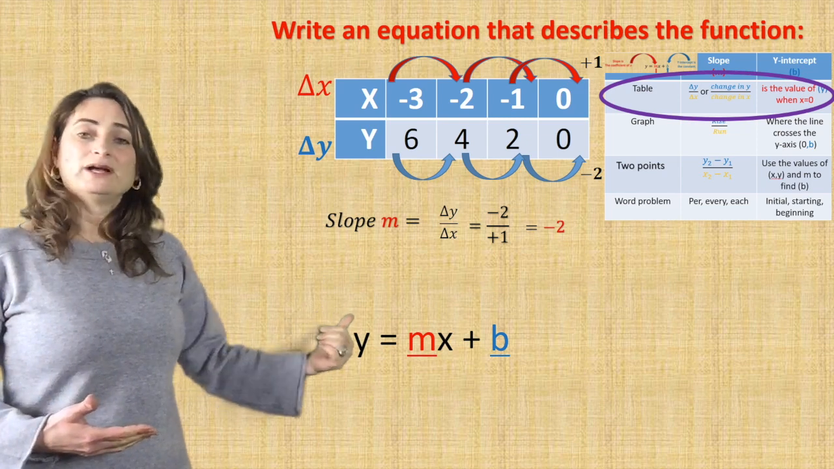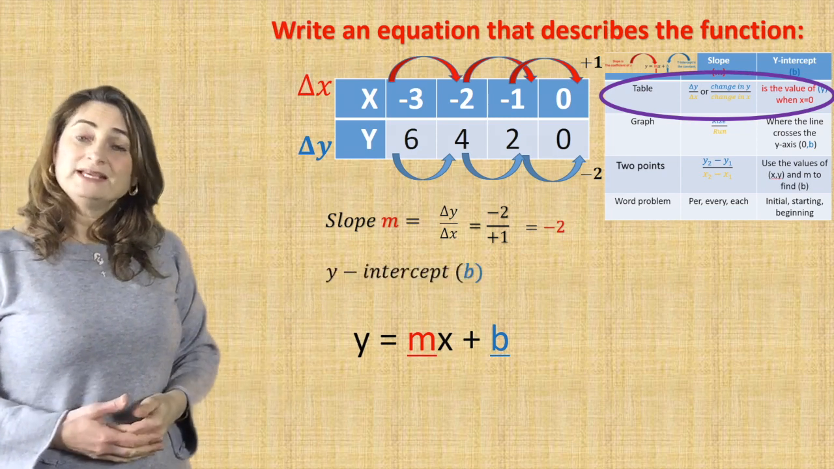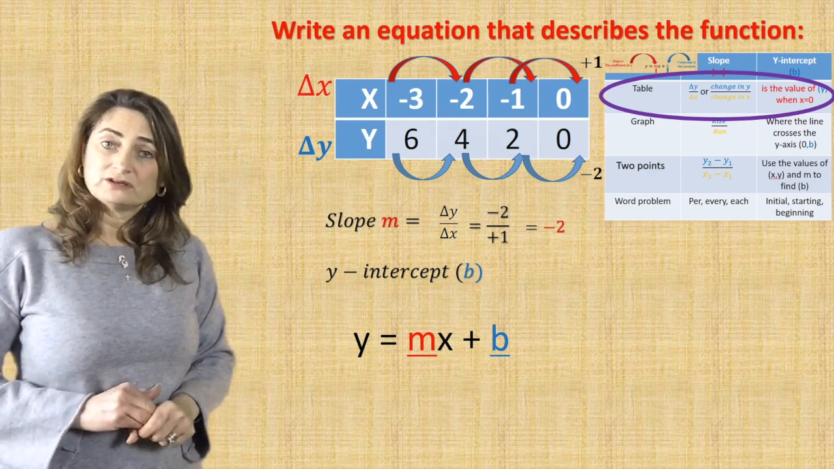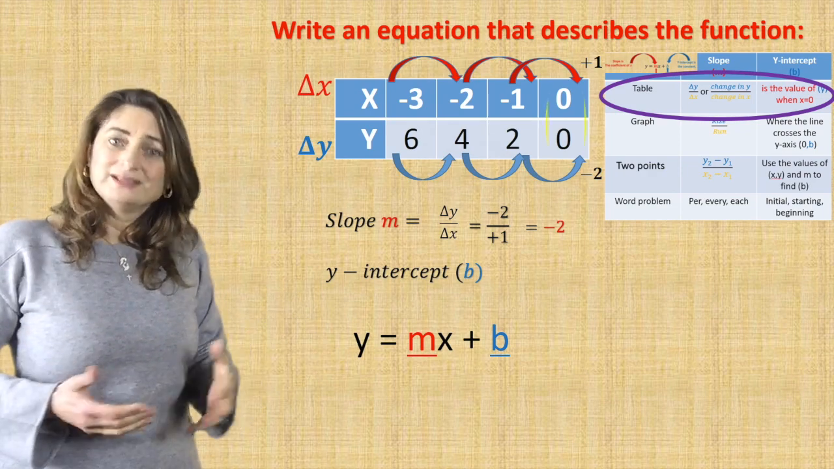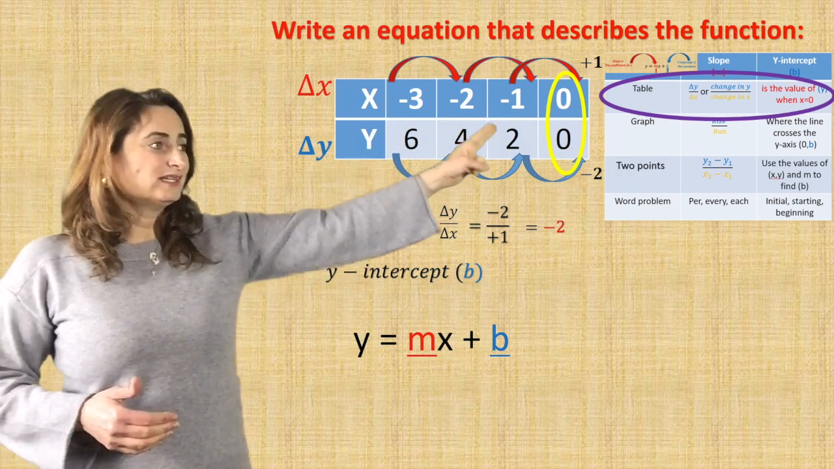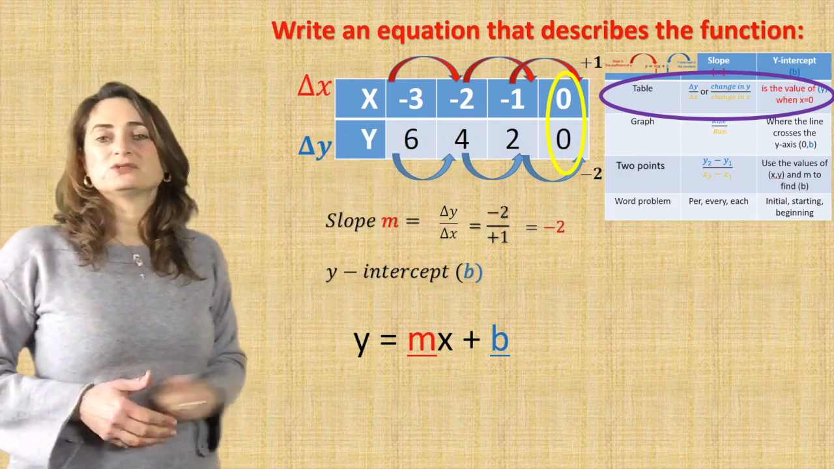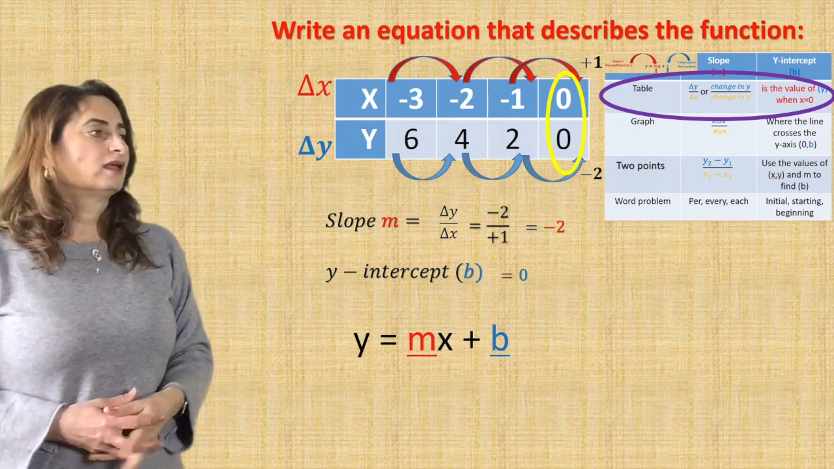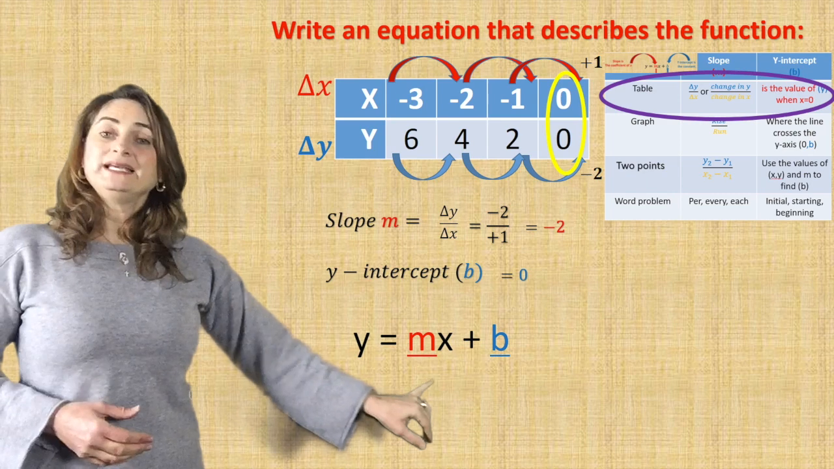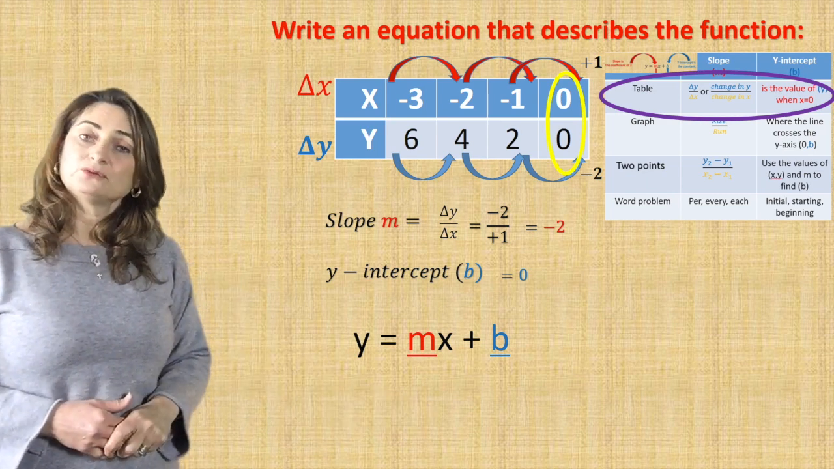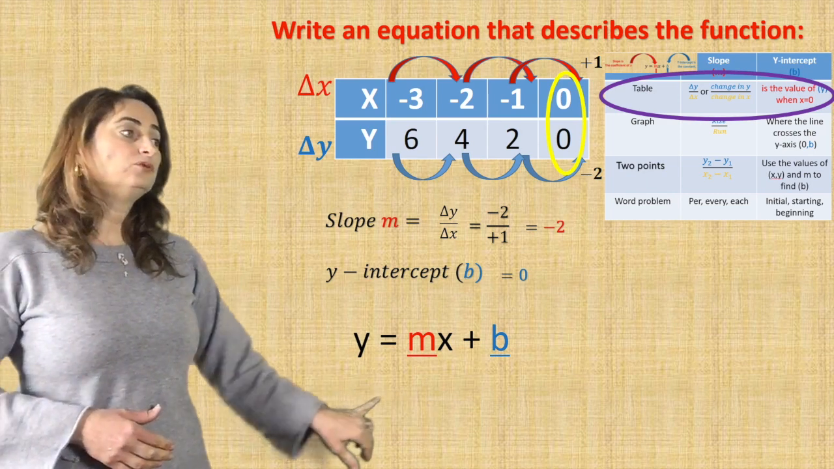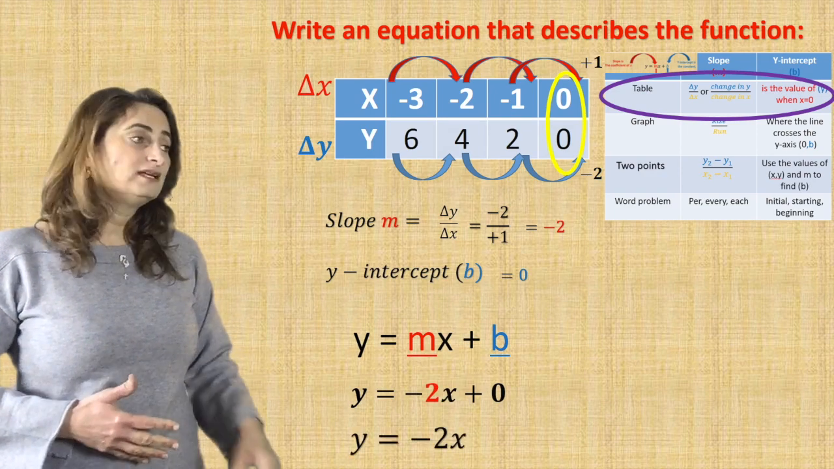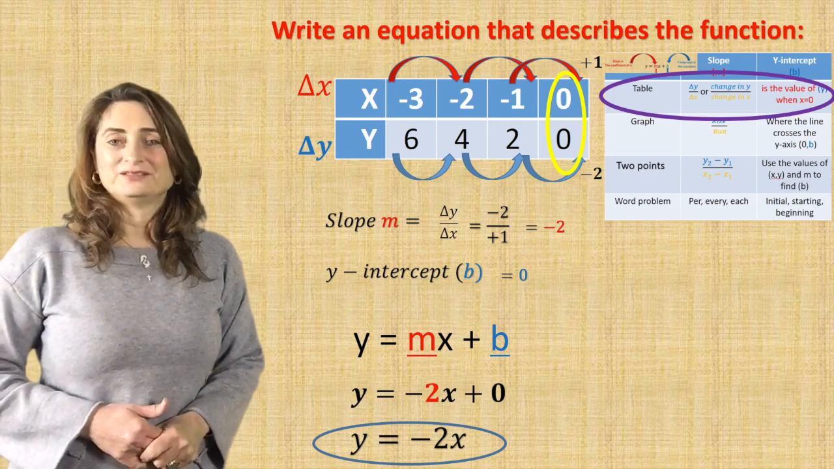Now I need to find the y-intercept, and the y-intercept is the value of y when x equals 0. Did they give you that in the table? Yes. Watch how when x equals 0, y also equals 0, so the y-intercept, or the b, equals 0. All I have to do is replace the slope and the b in the equation. You end up with y equals negative 2x plus 0. Anything added to 0 stays the same, so y equals negative 2x.